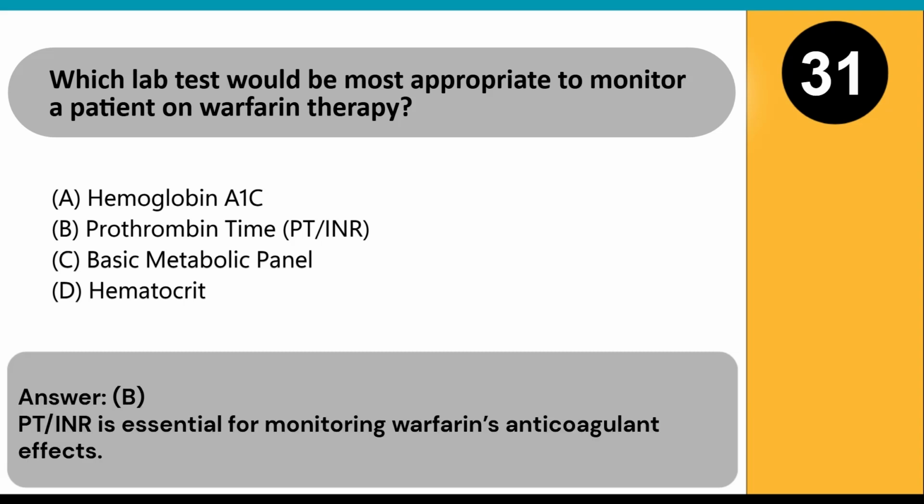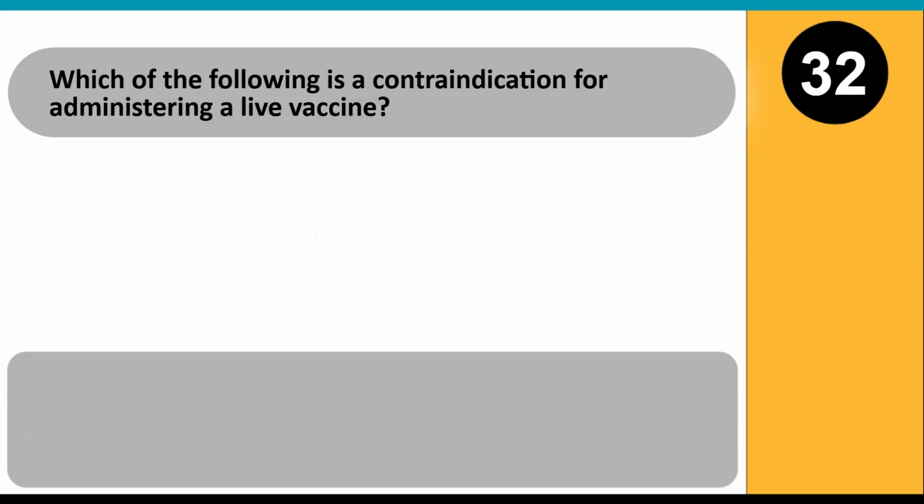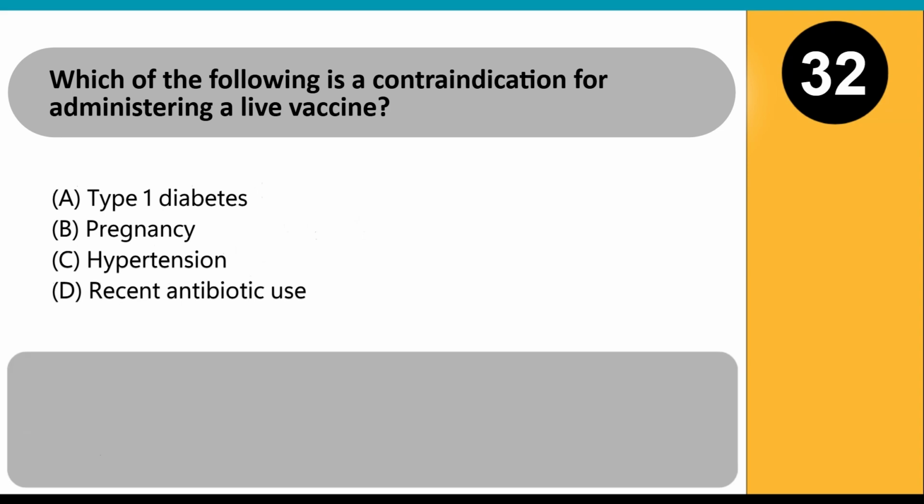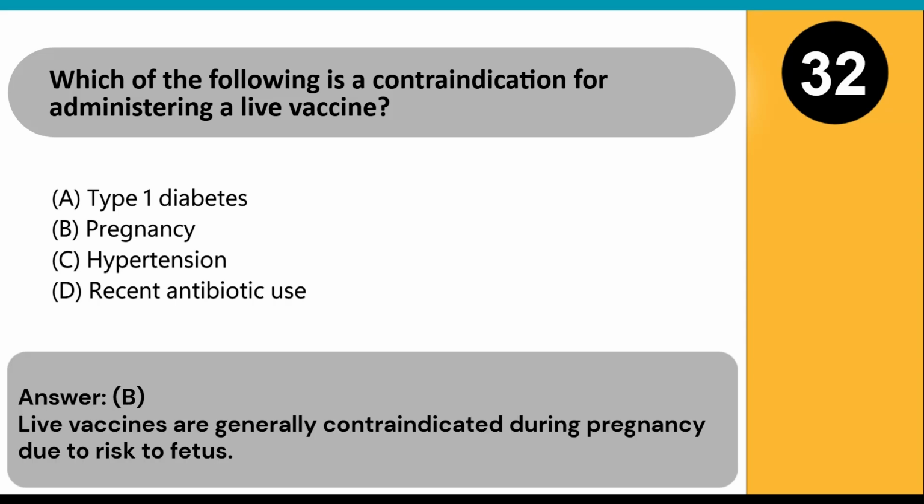PT/INR is essential for monitoring warfarin's anticoagulant effects. Which of the following is a contraindication for administering a live vaccine? A. Type 1 diabetes. B. Pregnancy. C. Hypertension. D. Recent antibiotic use. Answer: B. Live vaccines are generally contraindicated during pregnancy due to risk to fetus.